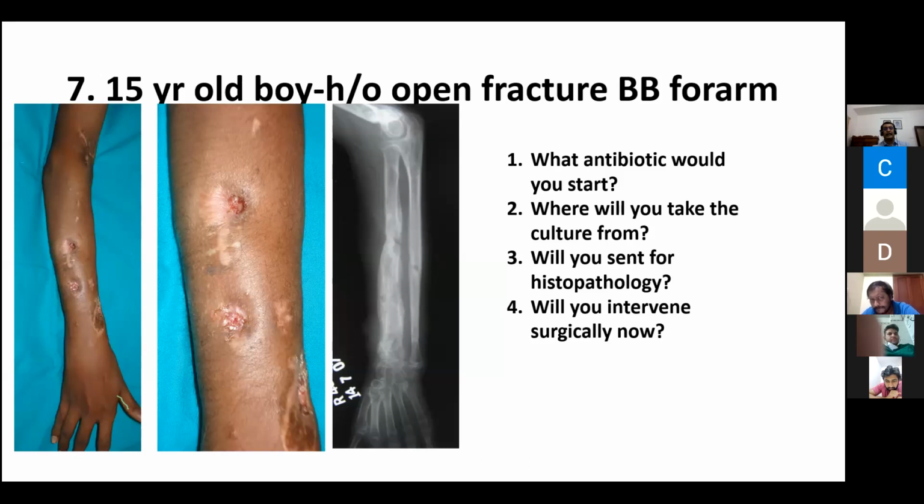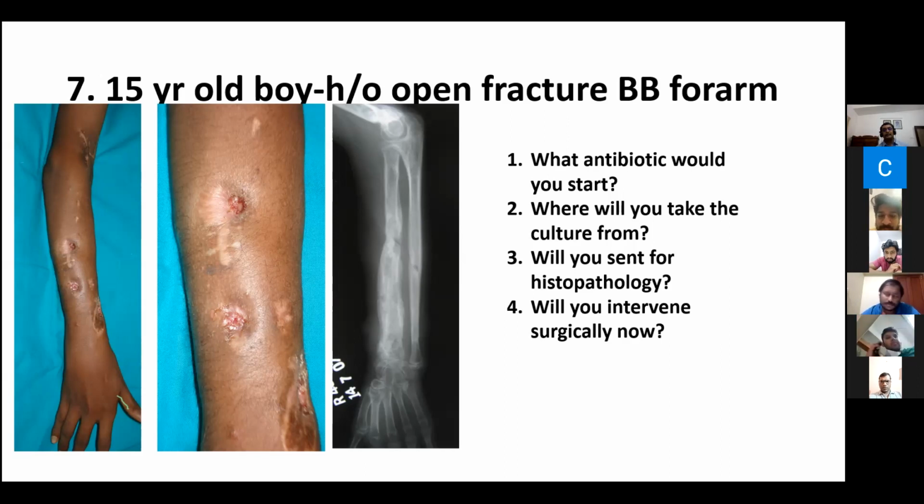Okay, now where do you take the culture from? I take the culture from the bone, sir. Bone and the surrounding tissue, where we are likely to find more viable organisms. Blood culture, yes, one of the options is blood culture. From the bone. Would you take the culture from the draining sinus? No, sir. It is always contaminated, by common sense.